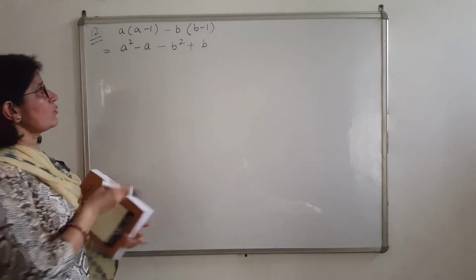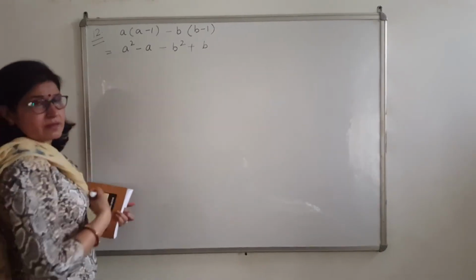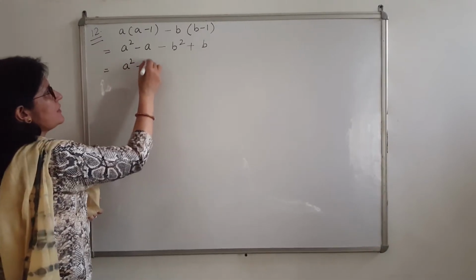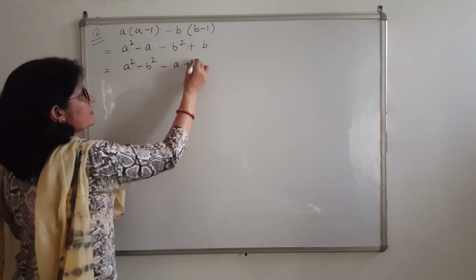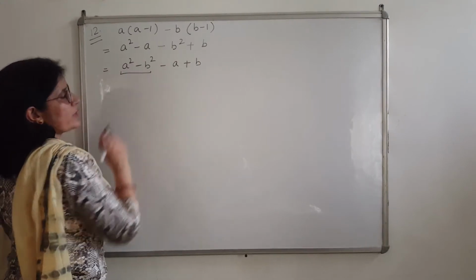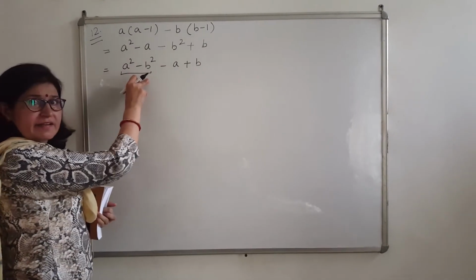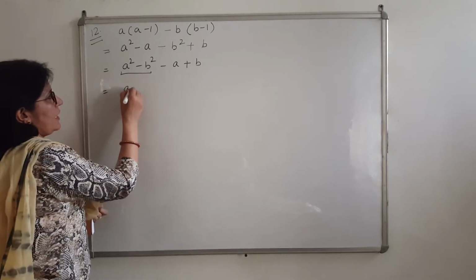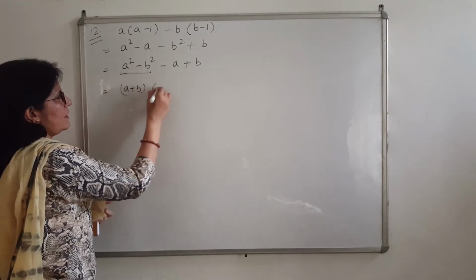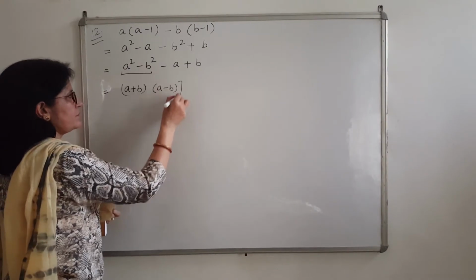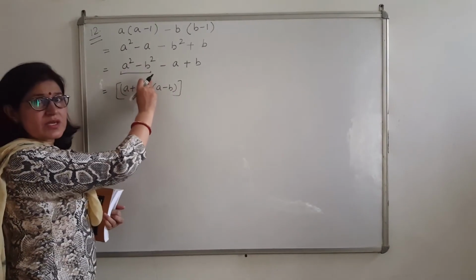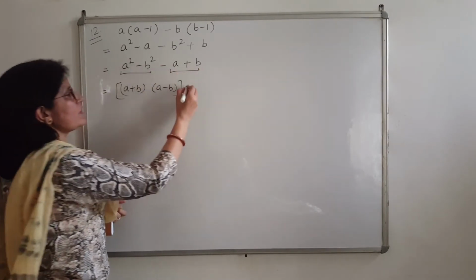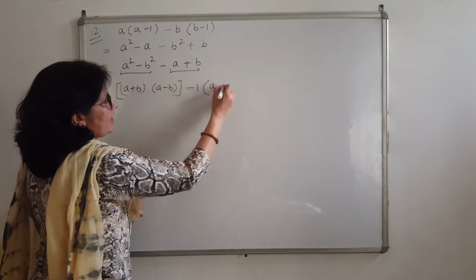So what we will do now? We will take square terms together. So a square minus b square minus a plus b. These two terms we take together. We can use the identity of a square minus b square. What we will get? A plus b, a minus b. These are two factors of a square minus b square. From the last two terms, we take minus 1 common, a minus b.